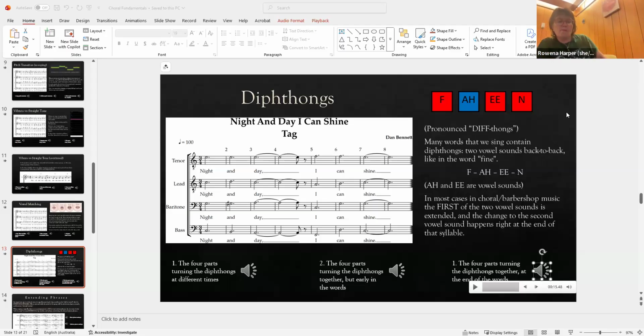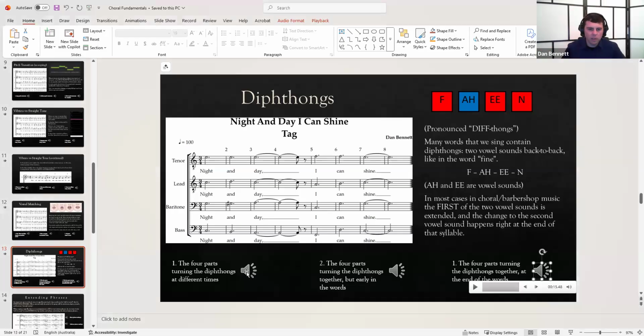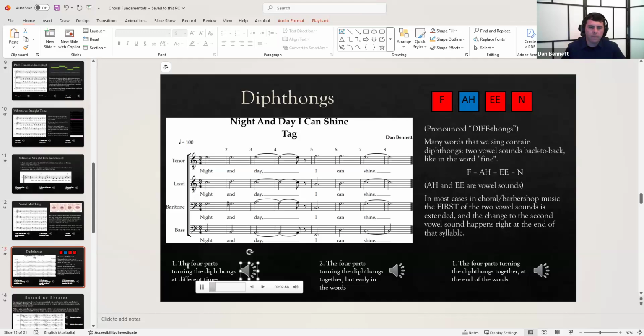Sure. So example number 1, the 4 parts are turning diphthongs but at different times.